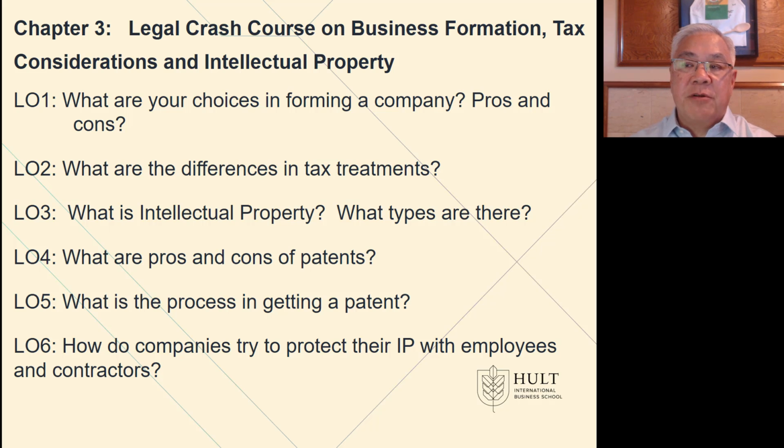All right, our next chapter is chapter 3, which is a bit of a legal crash course when we look at business form considerations and also tax and IP, better known as intellectual property. So there are 6 learning objectives.